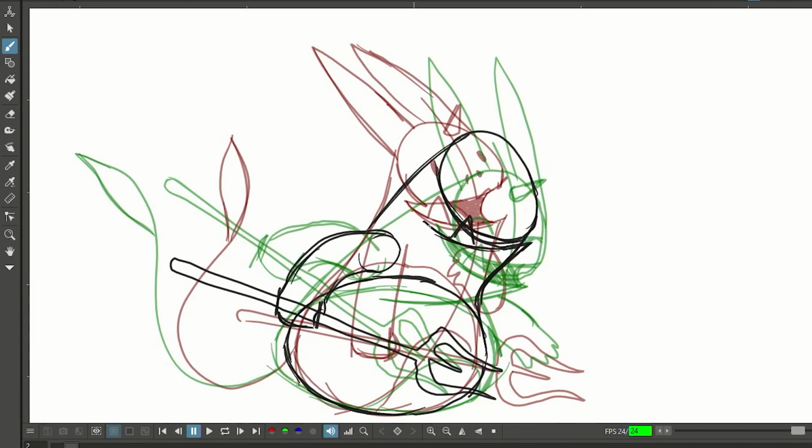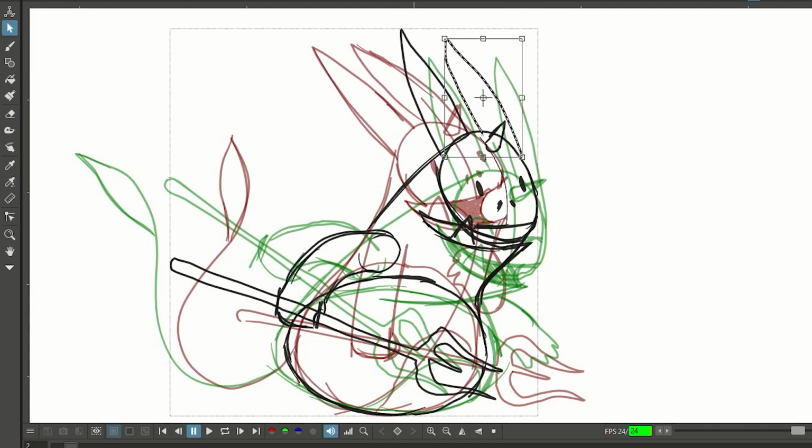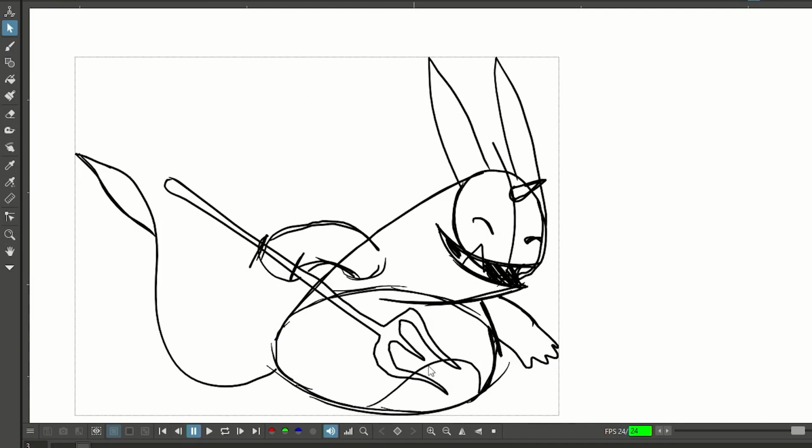Next, I put in the facial features pretty much exactly in the middle. I take the ears from a previous frame. I don't have them being dragged behind, flopping behind, because I want them to feel a little bit stiff.